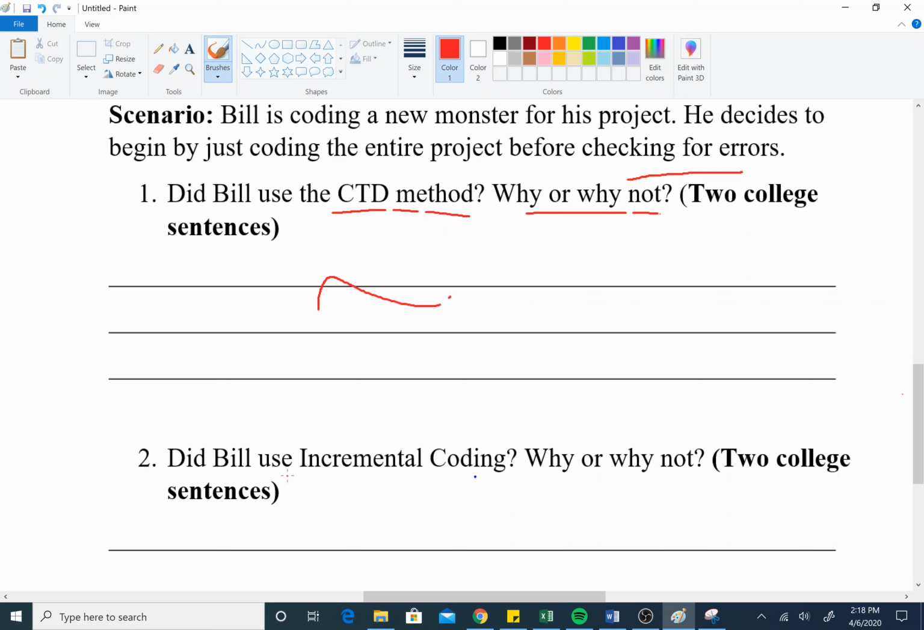Did he use incremental coding? Well, obviously not, right? Because he coded the entire thing before he even checked for errors, or before he even ran the code. So he doesn't even know if it has errors by the time he finishes.